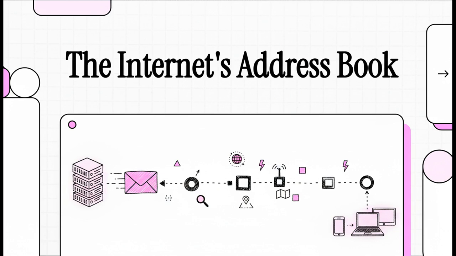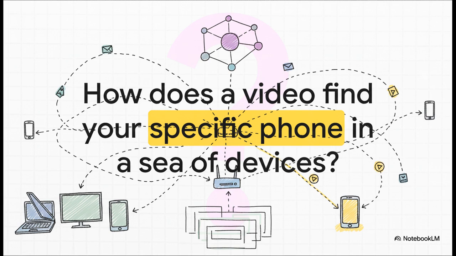Let's dive in. I mean, really, think about the scale here. Billions, zillions of devices all connected at the same time. Laptops, phones, servers, you name it. So how does one tiny packet of data navigate that absolute chaos to find you and you alone? Well, it's all because of an incredibly elegant addressing system.